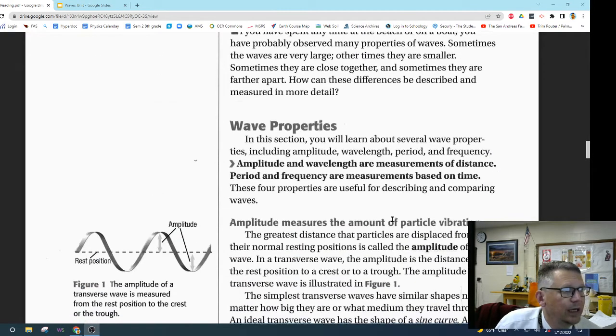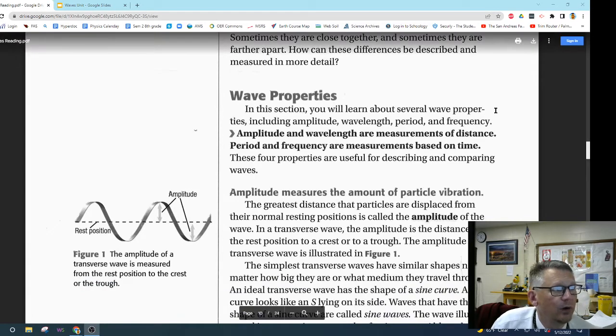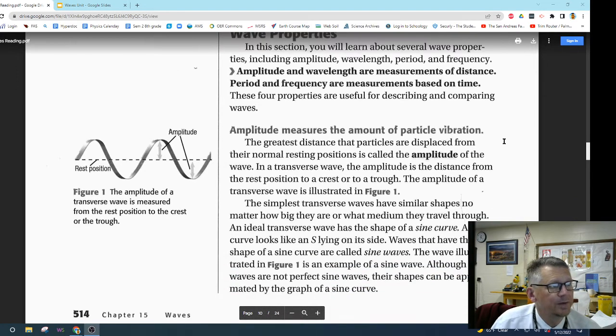Wave properties. In this section, you will learn about several wave properties including amplitude, wavelength, period, and frequency. Amplitude and wavelength are measurements of distance. Period and frequency are measurements based on time. These four properties are useful for describing and comparing waves.